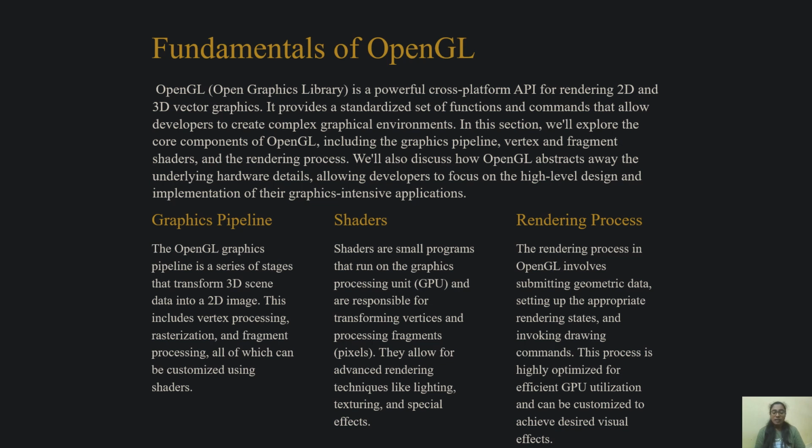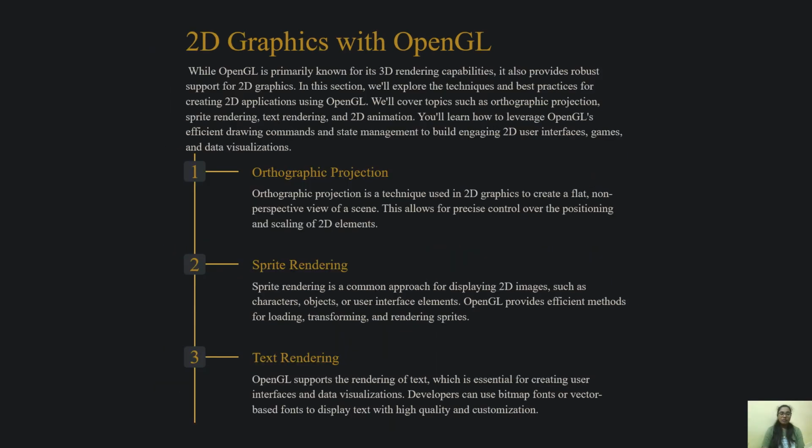Rendering process. The rendering process in OpenGL involves submitting geometric data, setting up the appropriate rendering states, and invoking drawing commands. This process is highly optimized for effective GPU utilization and can be customized to achieve desired visual effects.